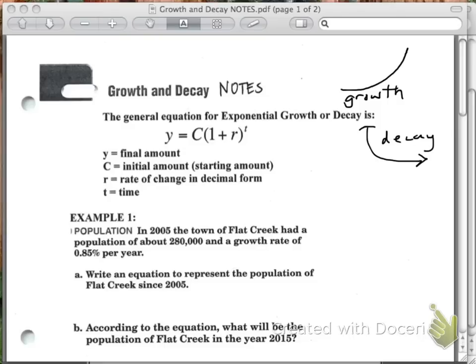Alright, but there's actually an exponential form or equation for growth or decay, and that is y equals c times 1 plus r to the t power. And down here, it gives you all the information that you need in order to fill in those blanks. So y is the final amount, c is the initial amount, the starting amount, r is the rate of change. We got to take that, usually it's a percentage, and put it into decimal form, and then t is time.